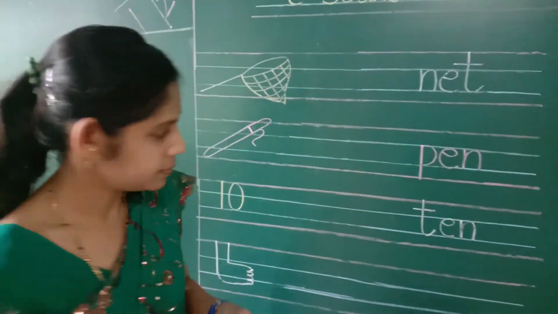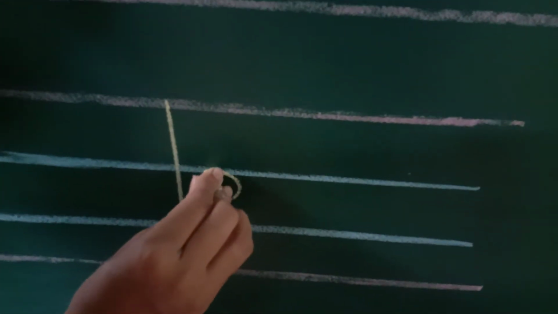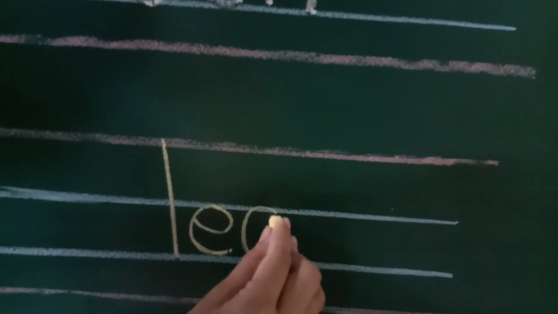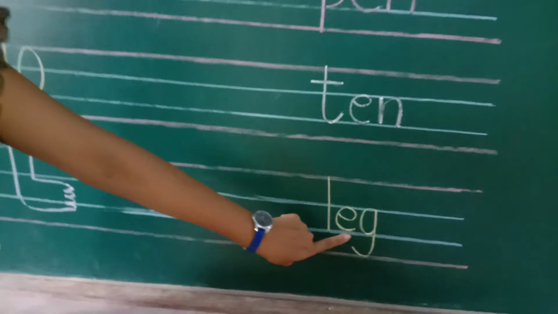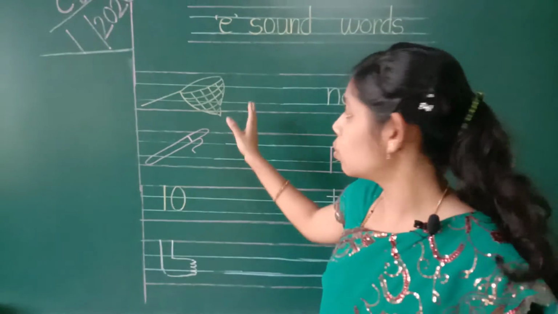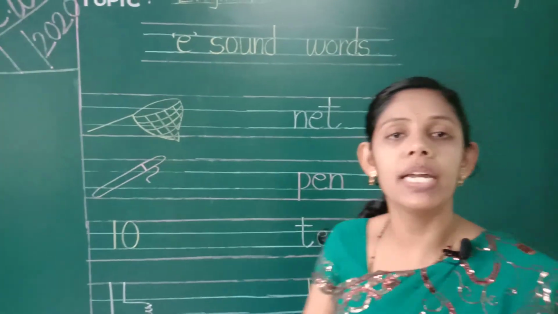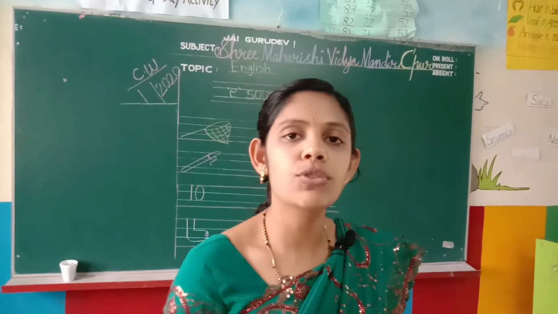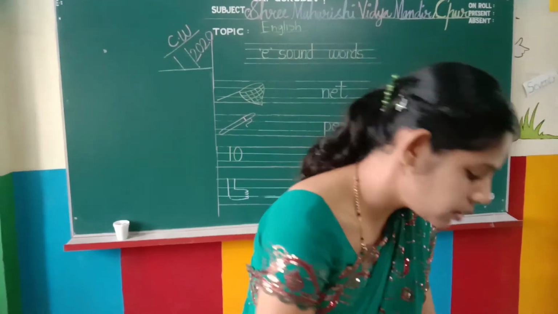L-E-G, leg. L, E in between two lines. And G start from blue line to pink line. L-E-G, leg. Understand student? What did we write today? We drew the 4 pictures here and we wrote the spelling of each picture here. Now I am going to show you in your notebook. Now it's time to write in our notebook. So those who are not done with me, let's write with teacher once again.